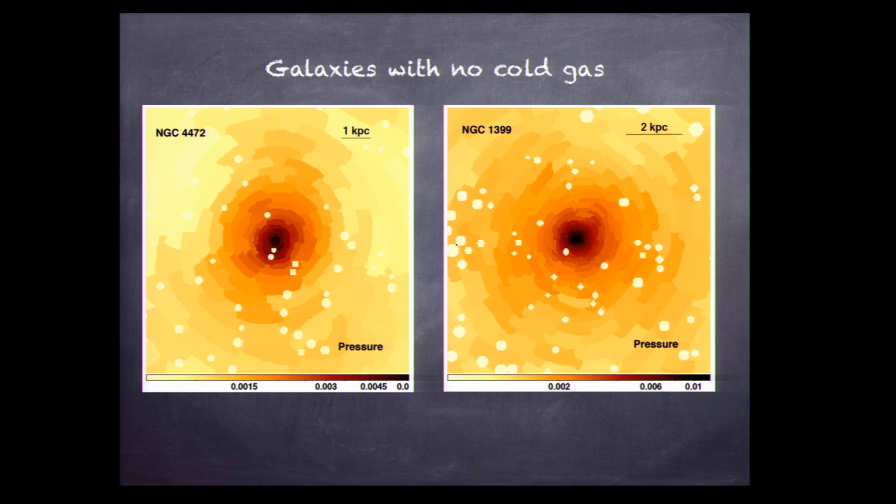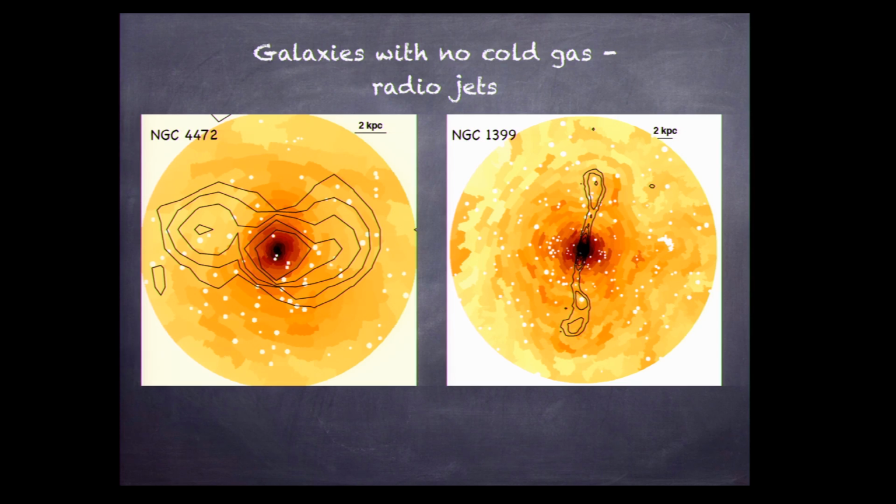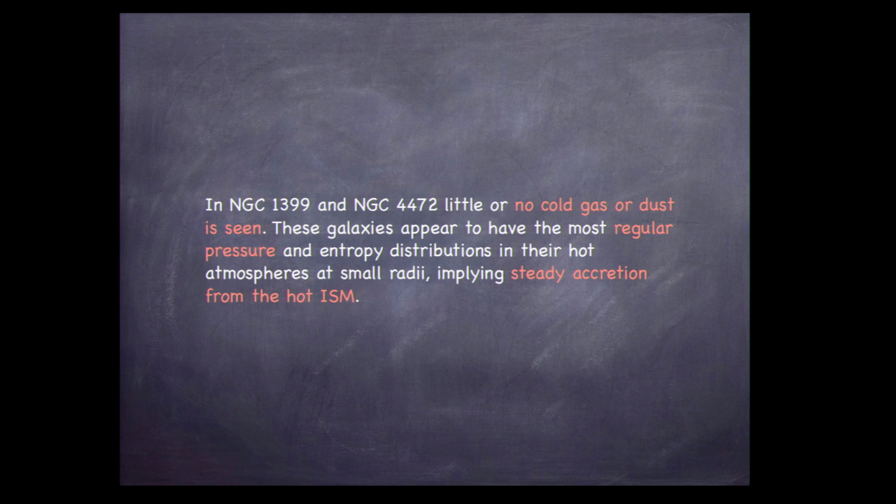These are the pressure maps. It looks very, very regular. However, these systems have large radio jets. Even though they look so regular, they have large radio jets with large powers, depositing their energy at these larger radii, which indicates that the systems with no cold gas are accreting from the hot X-ray emitting phase at a very steady rate.